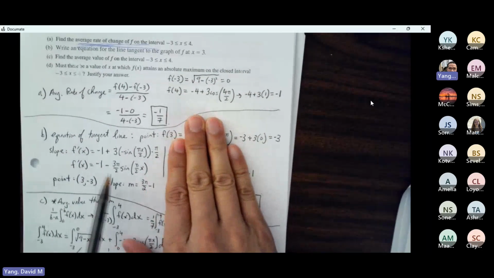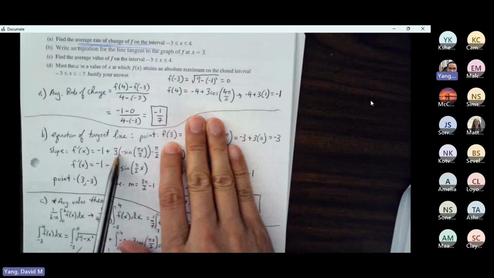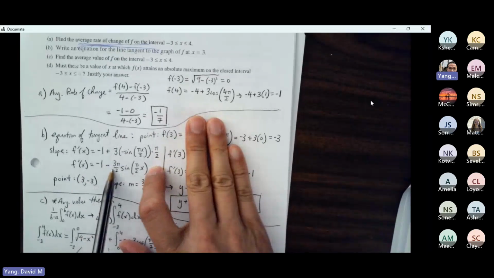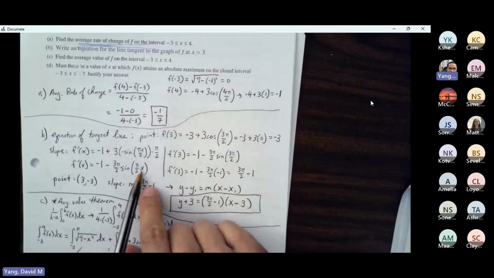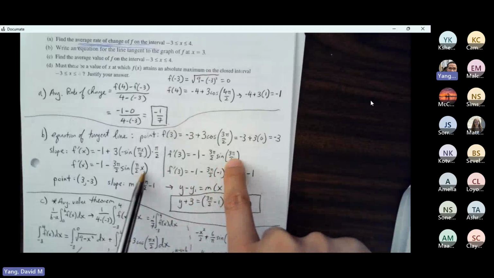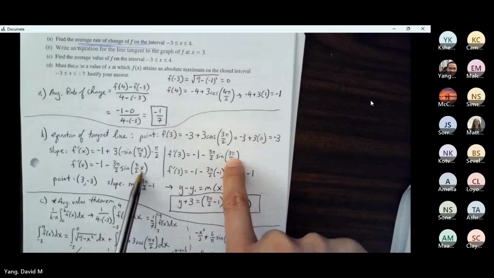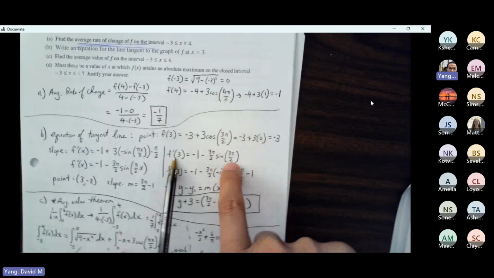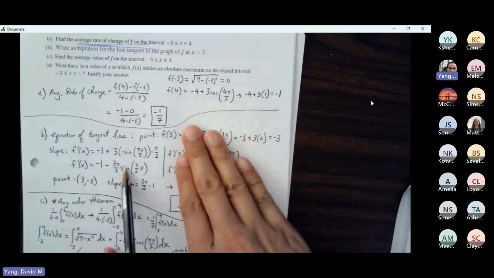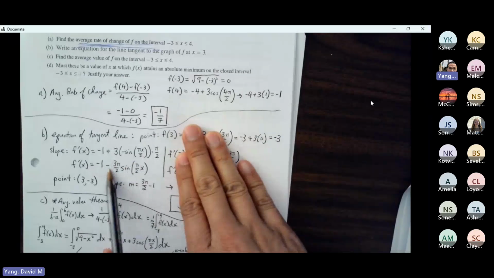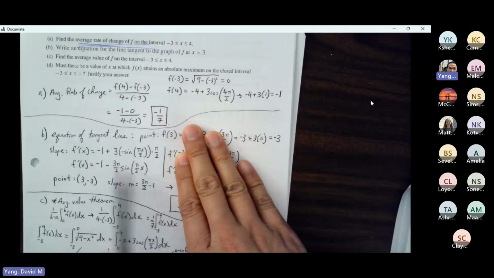Okay, do some cleanup here. Negative three times pi over two is negative three pi over two. Sine of pi over two times one is... I'm sorry, we're plugging in three, right? Sorry, plugging in three in for x. So let me clean up f prime of x first. Once I clean up f prime of x, I can replace the x with three.